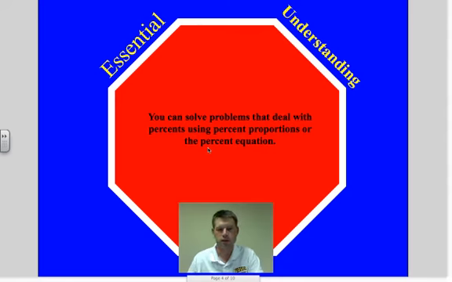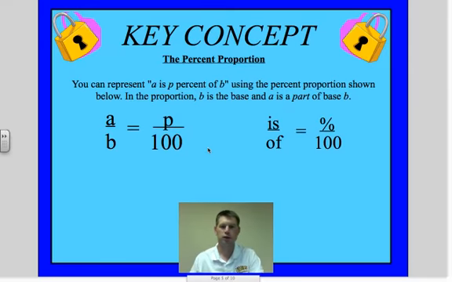Okay, essential understanding: you can solve problems that deal with percents using percent proportions or the percent equation. So we're going to look at two different methods. Okay, the first one is the percent proportion, which is basically what we've been doing the last couple of days. Okay, we're going to be talking about setting up proportions. Okay, you can represent A is P percent of B using the percent proportion shown below. And in the proportion, B is the base and A is the part of the base.